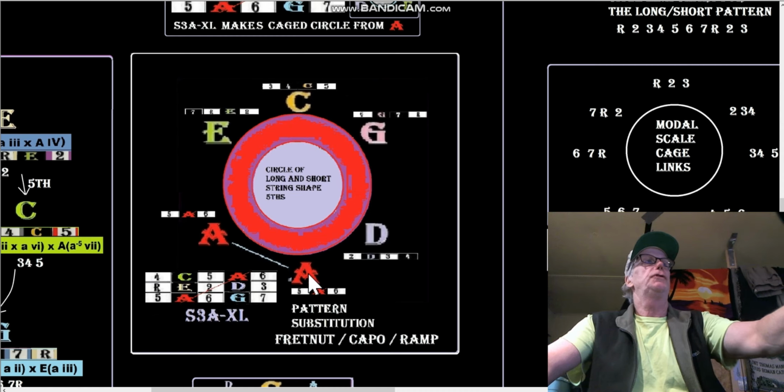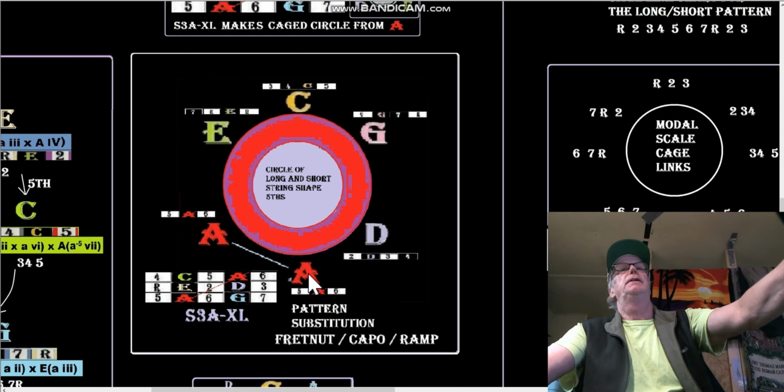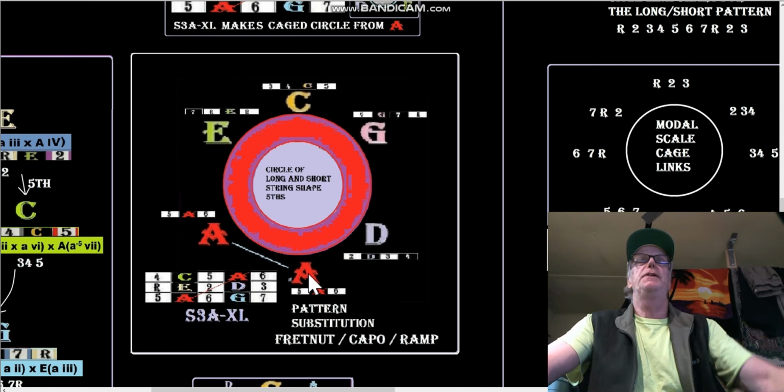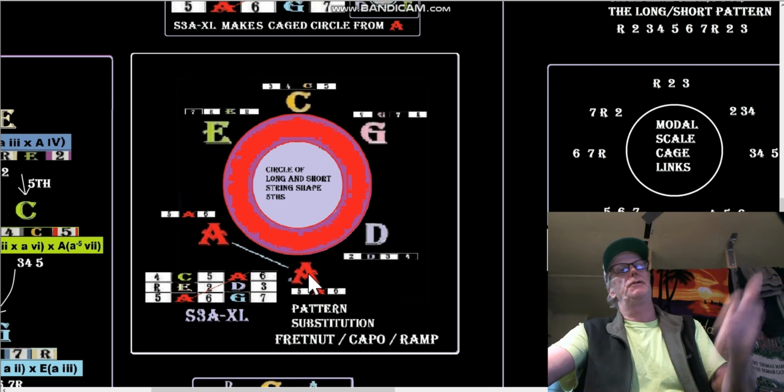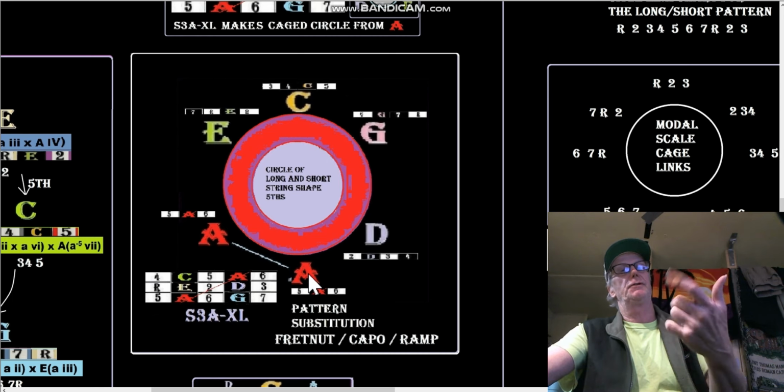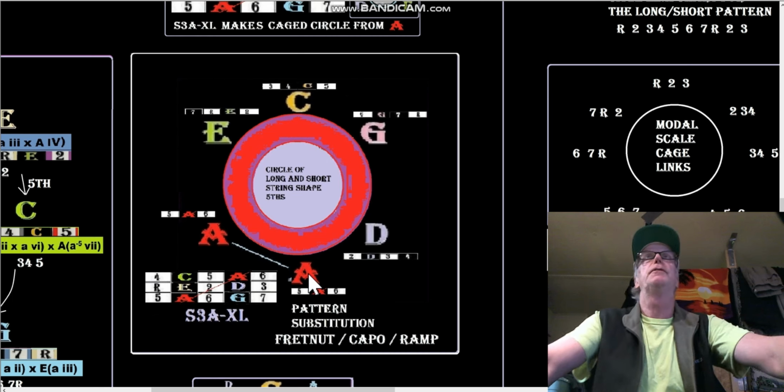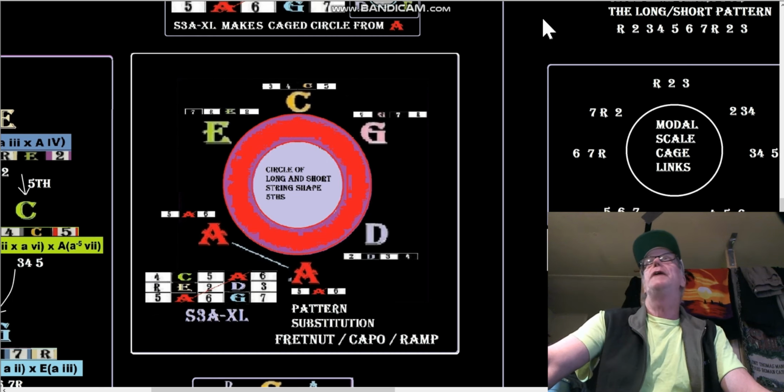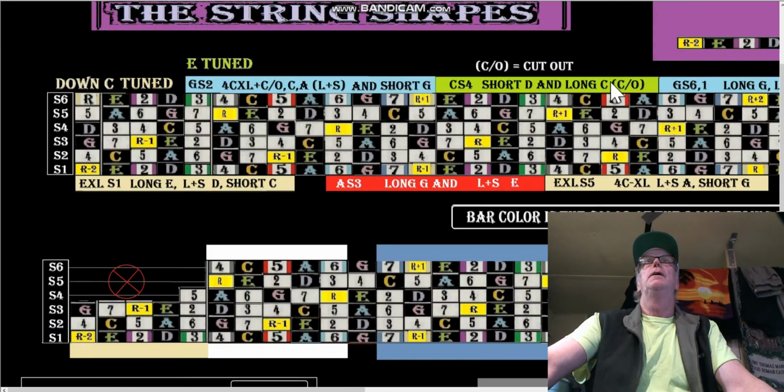The A cage usually is 145: A D E. Okay, so that's the difference. There's three that are 145, there's one that spells a major chord, and there's one that spells a minor chord, first inversion. All right, so let's continue.